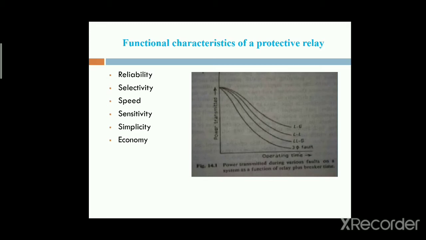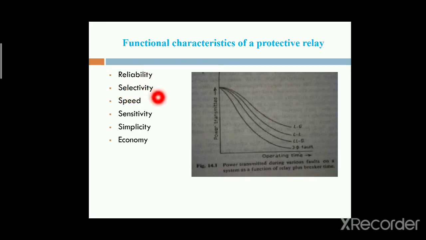The electromagnetic protective relay operates on moving parts to provide detection of abnormal conditions. The features of good protective relays: the first one is reliability. Reliability means to operate on a predetermined condition.